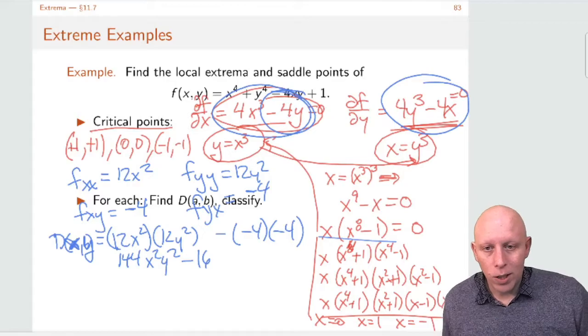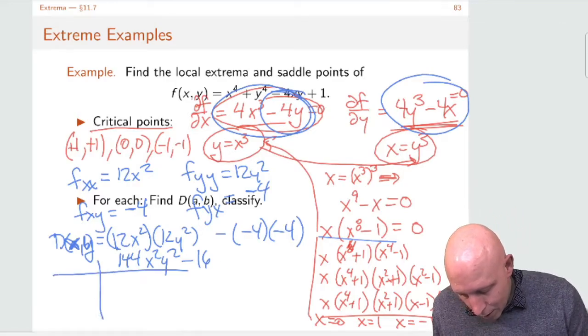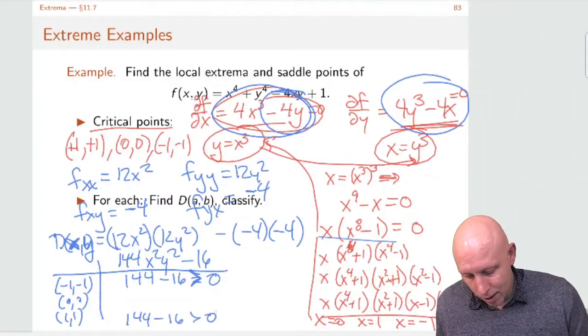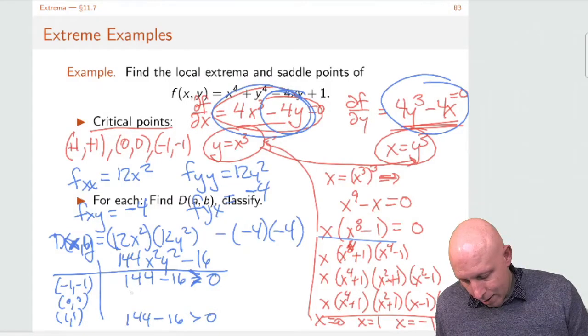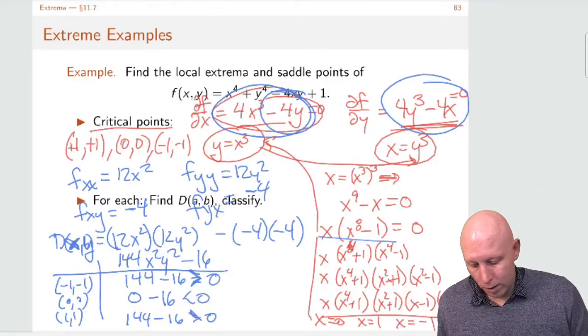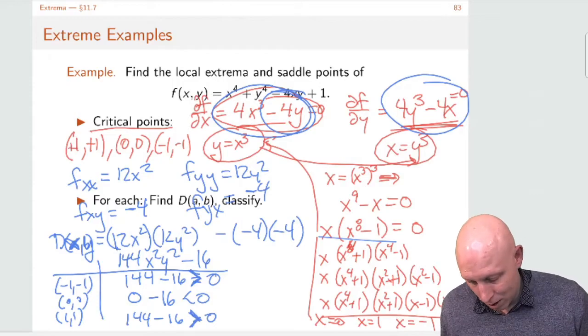And we plug in our 3 different critical points. So we have critical points at (-1, -1), (0, 0), and (1, 1). When we plug in negative 1, we get 144 times 1 minus 16, which is positive. Yay! And then we have 144 again minus 16. That's positive. Yay! And then we plug in (0, 0). 144 times 0 times 0 is 0 minus 16. That's negative. I think it's just great that we have some solutions.